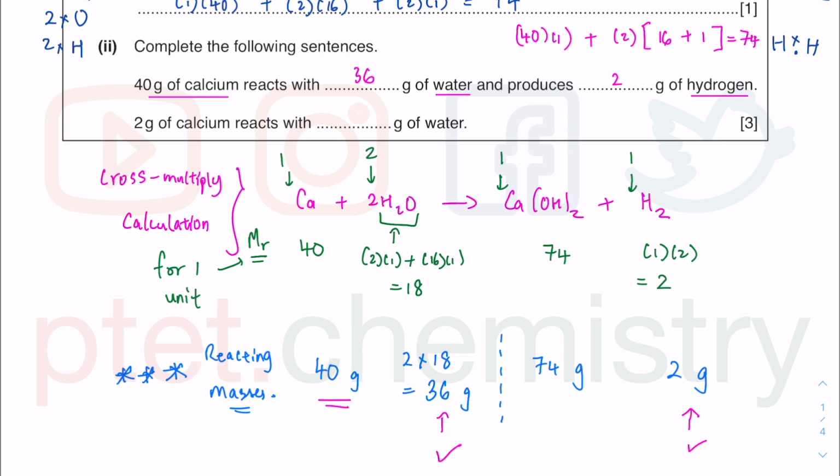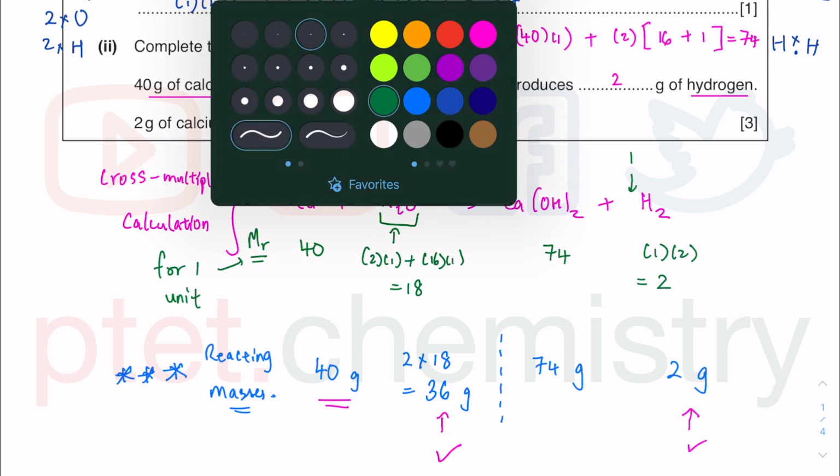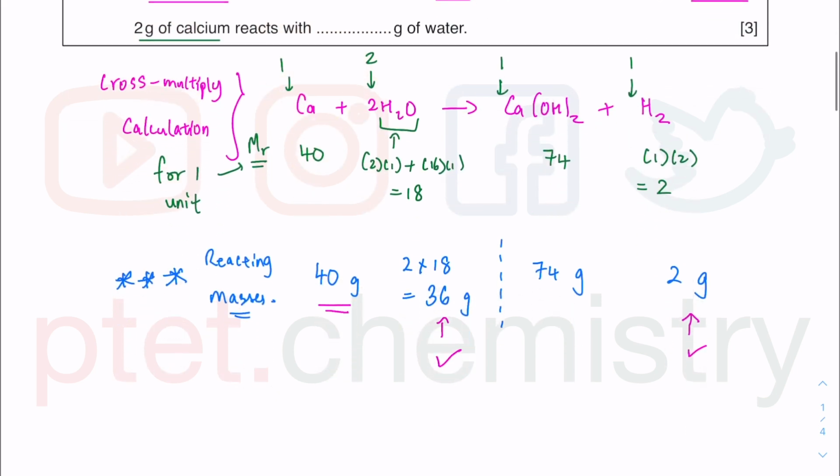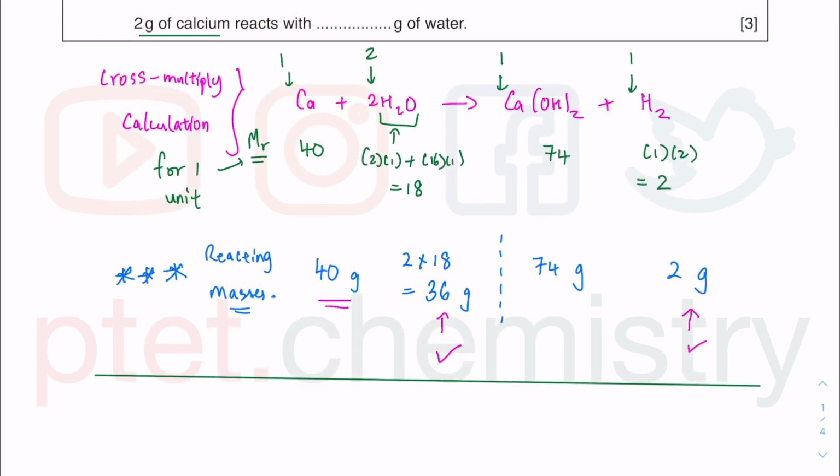Now, onto the next bit of the questions. This is the one that requires a little bit of cross multiplication. So what can we do here? 40 grams of calcium gives you 2 grams of hydrogen, and 40 grams of calcium reacts with 36 grams of water. Okay, so in order to deal with the next part of the question, you really have to think about calcium and water. You have 40 grams of calcium and 36 grams of water.